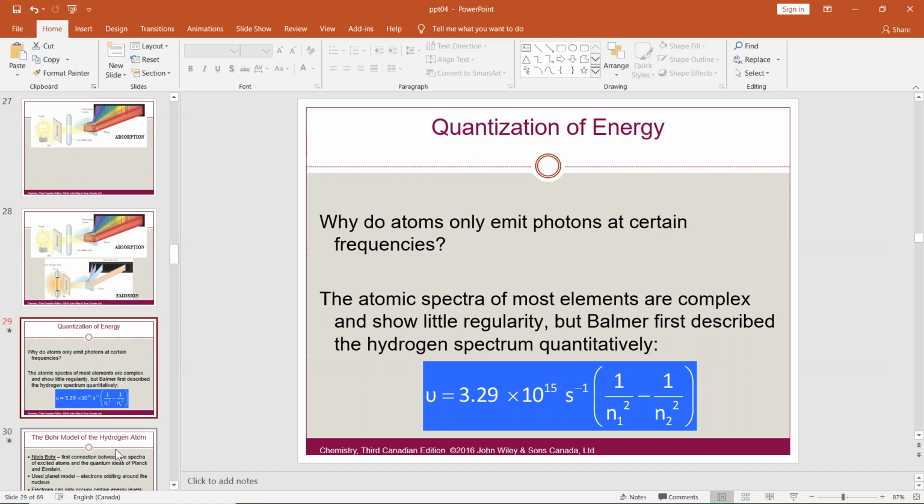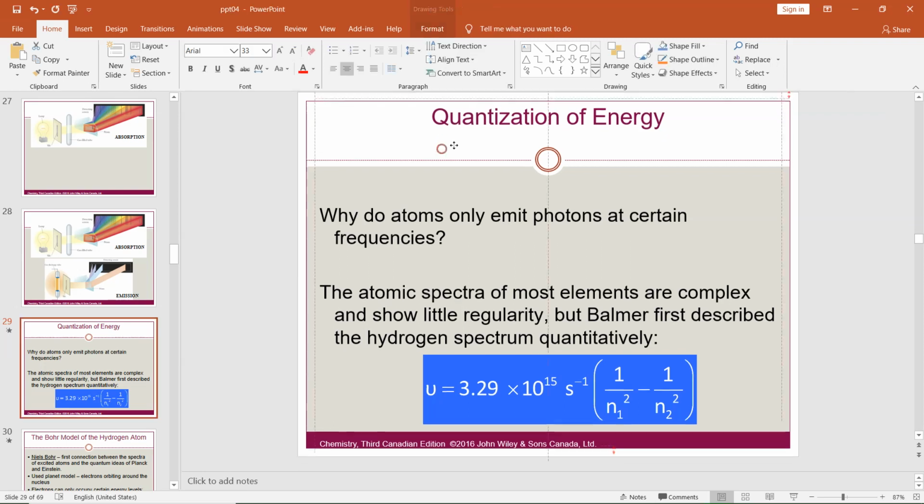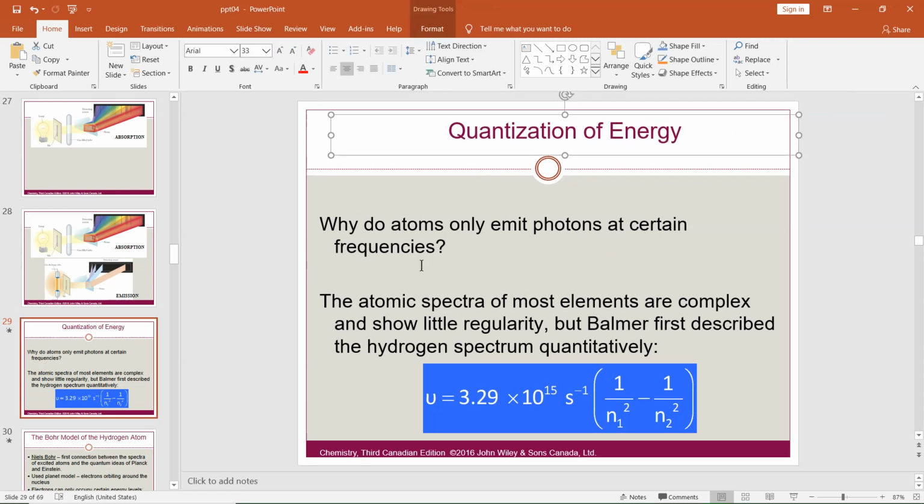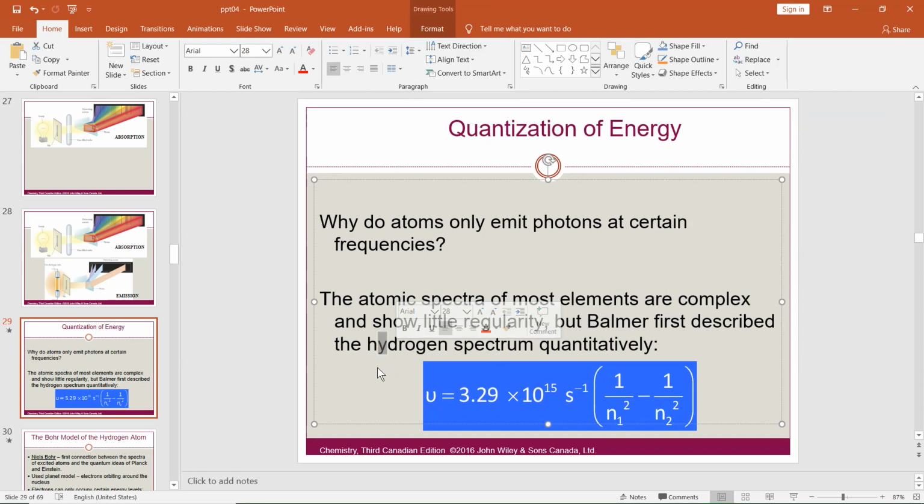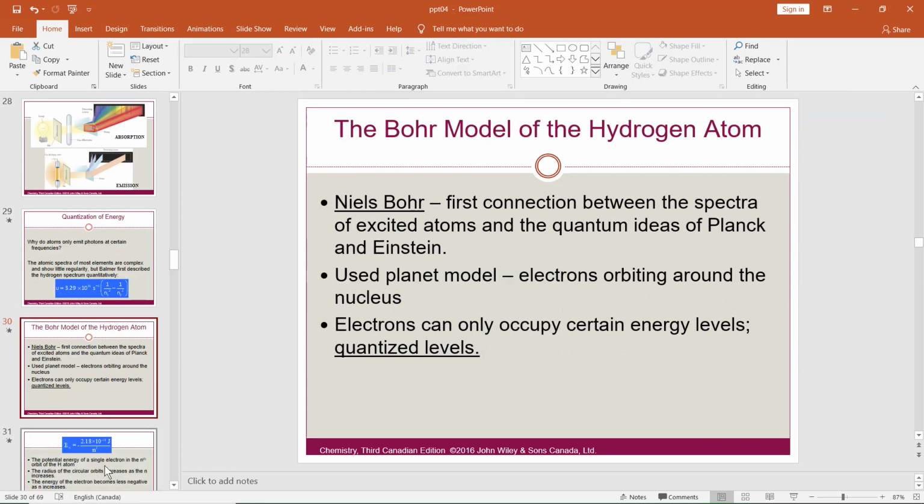So the question became, why do atoms only emit photons at certain frequencies? And that was the whole business about the quantization of energy. Most elements are complex and show little regularity, but Balmer first described the hydrogen spectrum quantitatively and came up with an equation. We won't use that equation really, we'll use a better, more common one.